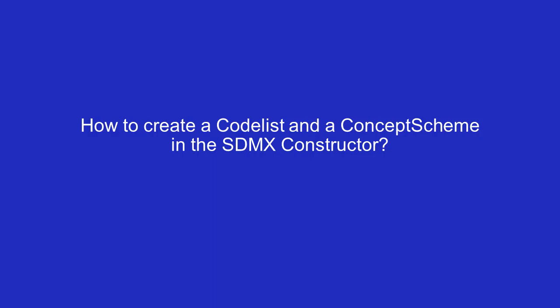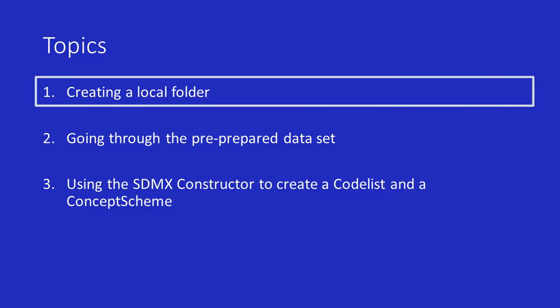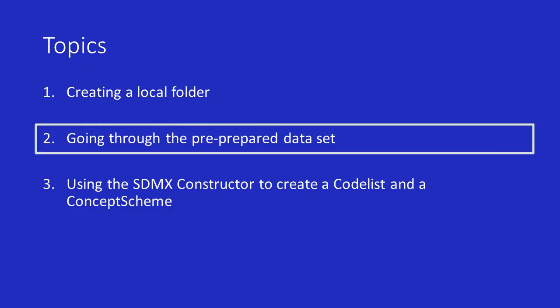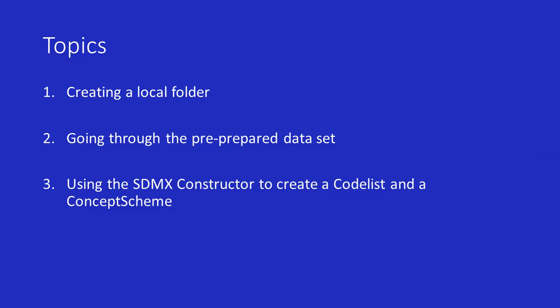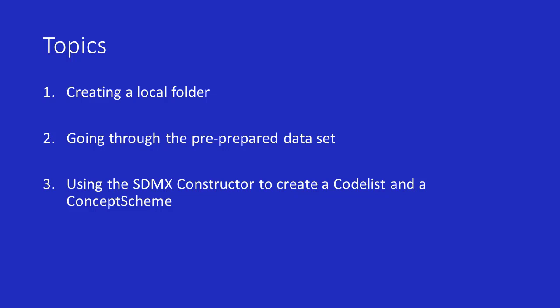In this video, we will see how to create a code list and a concept scheme in the SDMX constructor. We will start by creating a local folder on our computer to work as a local registry. Then we will go through the pre-prepared dataset we will be using for this demonstration. Finally, we will see how we can use the SDMX constructor to create a code list and a concept scheme from the information obtained from the pre-prepared dataset.